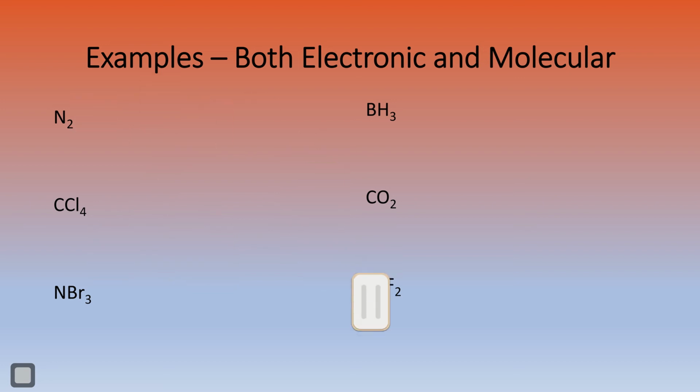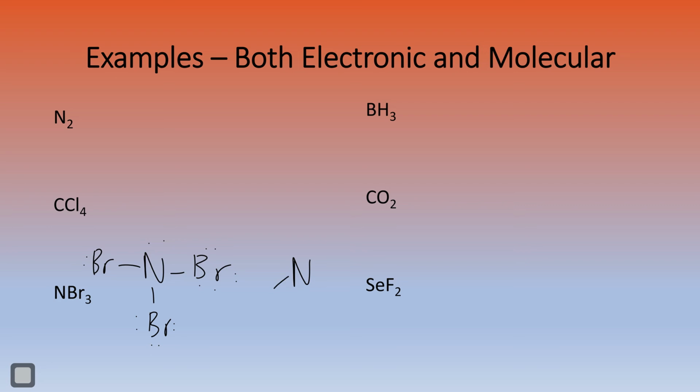NBr3, this is one that I could ask about both shapes. The electronic geometry would look something like this. So that would be considered a trigonal planar shape, essentially. Okay. I know we could bend the atoms up and everything like that. But then the molecular geometry would be like this: Br, Br, Br, and that would be the trigonal pyramidal shape. Okay.